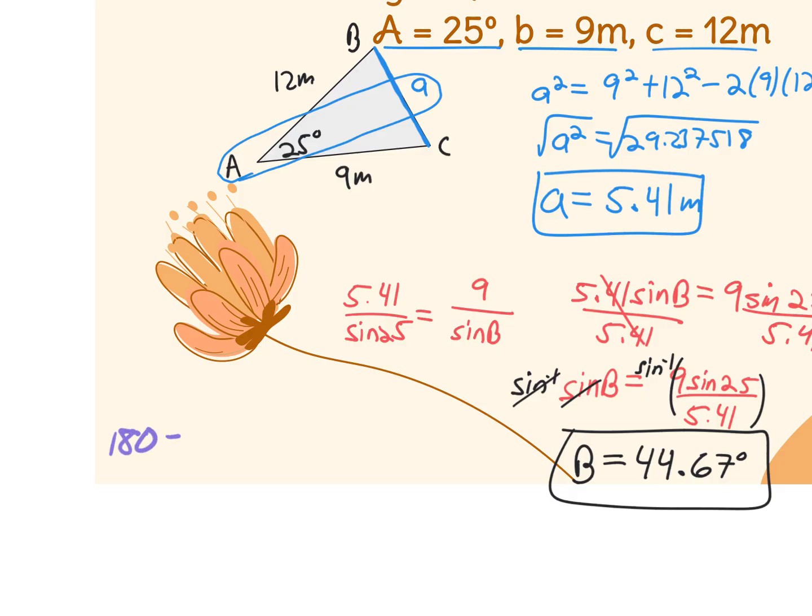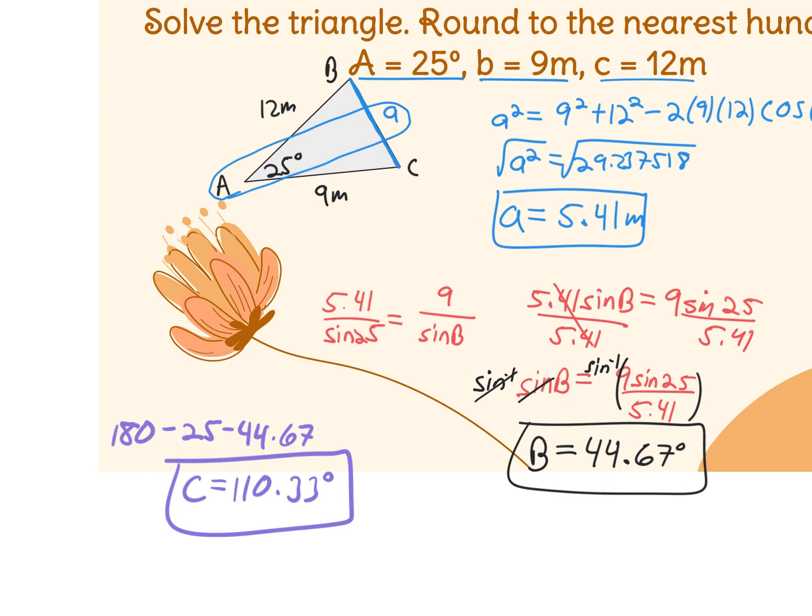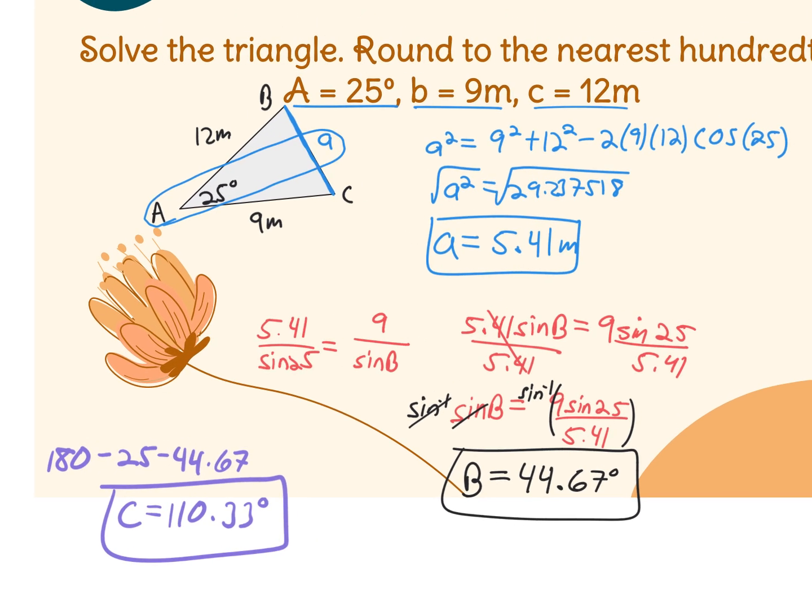So I'm going to do 180 minus 25 minus our other angle. And then we should get that C is 110.33. All right, is that everything? Looks like it, right? And that's how we solve that triangle.